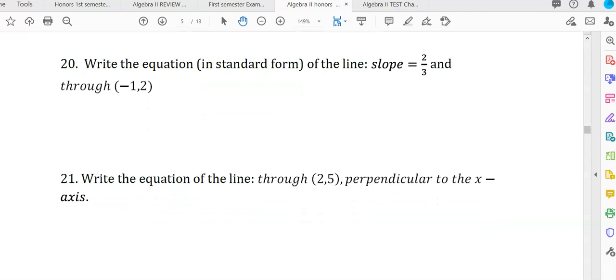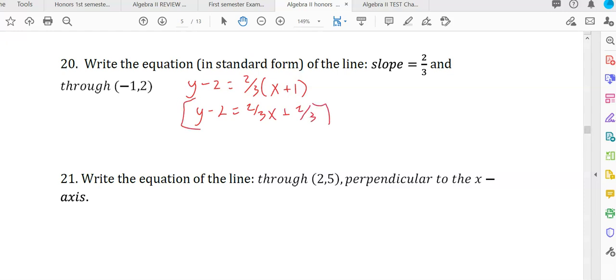So if you want to write it in standard form, you have a choice here. You could do point slope, you could do slope intercept form. I like point slope, so I'm just going to do that one to start with, and then you have to convert it. So its point slope would be y minus y1, which is 2, equals 2/3 times x minus negative 1, which is like boom boom plus 1. So I have to distribute there, so y minus 2 equals 2/3 x plus 2/3.